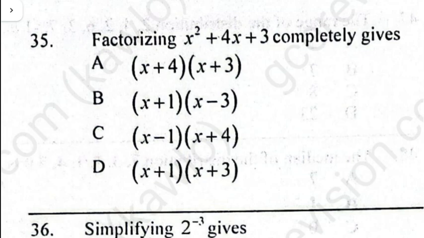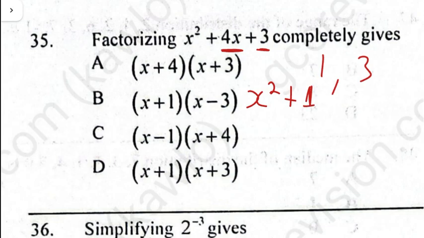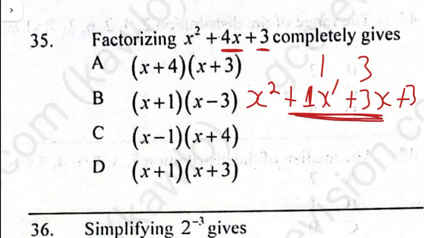Question 35. Factorizing x squared plus 4x plus 3 completely gives. So in this question, the sum is 4 and the product is 3. So what are the pair of factors that if we multiply, we are going to have 3, and if we add them, we are going to have 4? So the only possibility is 1 and 3, right? If you multiply 1 by 3, you have 3, and if you add 1 to 3, you have 4. Therefore, you can factorize this as follows. So you have x squared plus 1x plus 3x plus 3. So we have broken down this middle term into 1x plus 3x. That's what we have done.